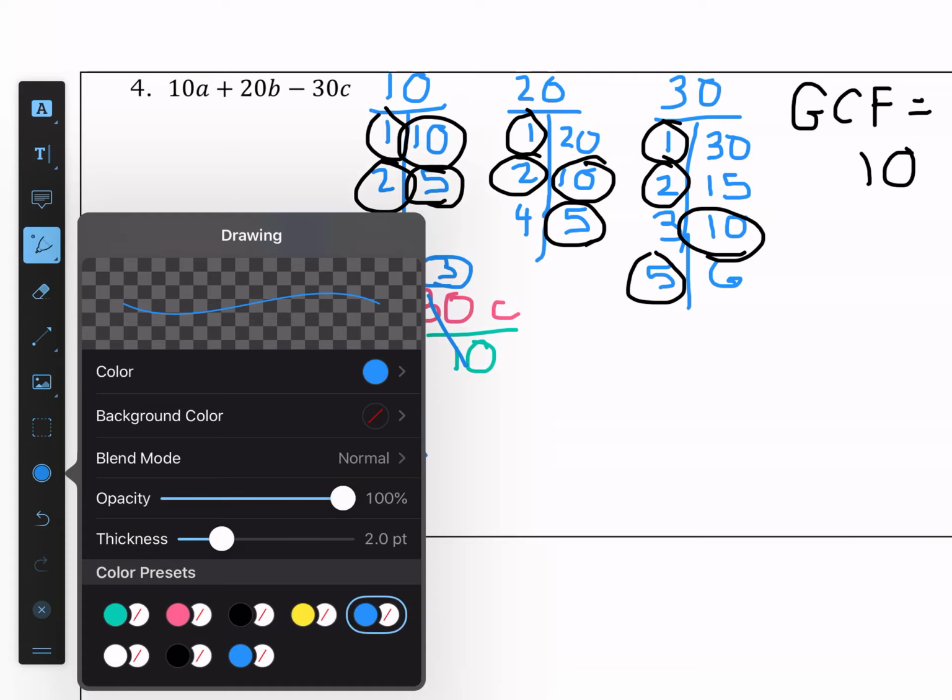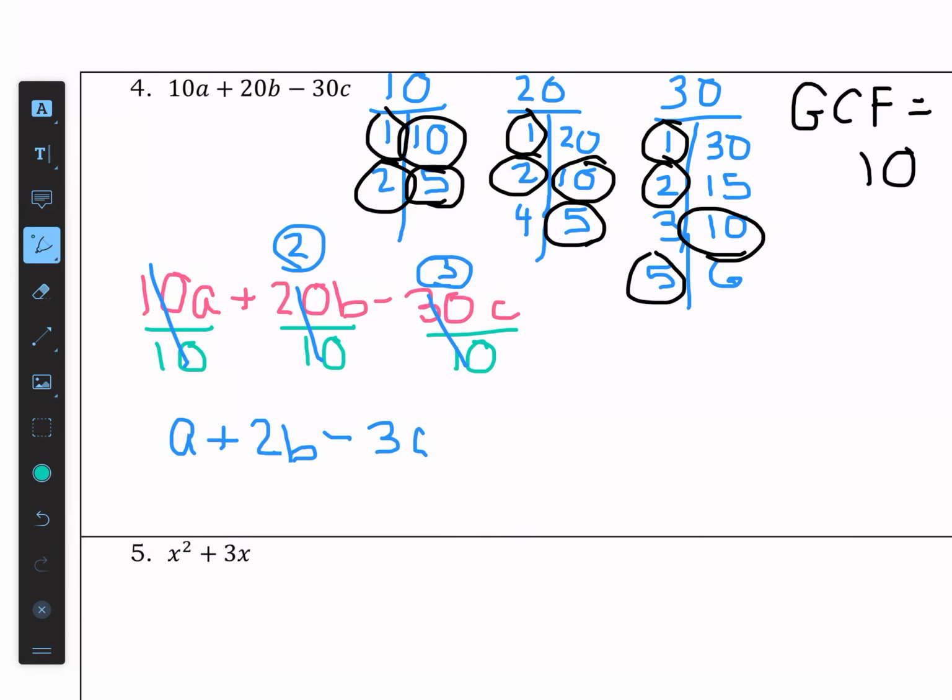So now to write our final answer, we just first write down our GCF, which is 10, and then in parentheses, we put what we got over here, A plus 2B minus 3C.